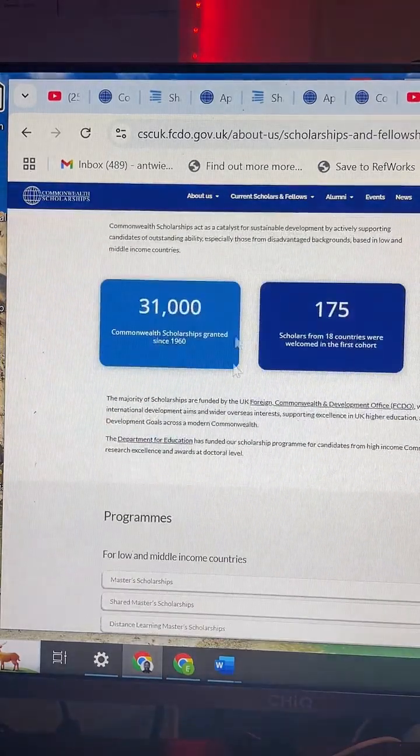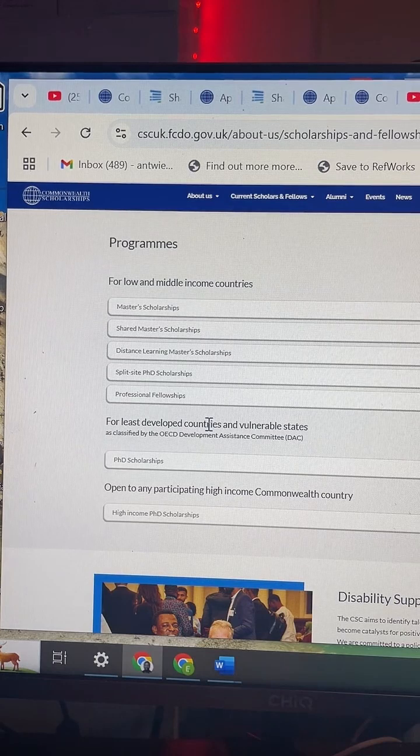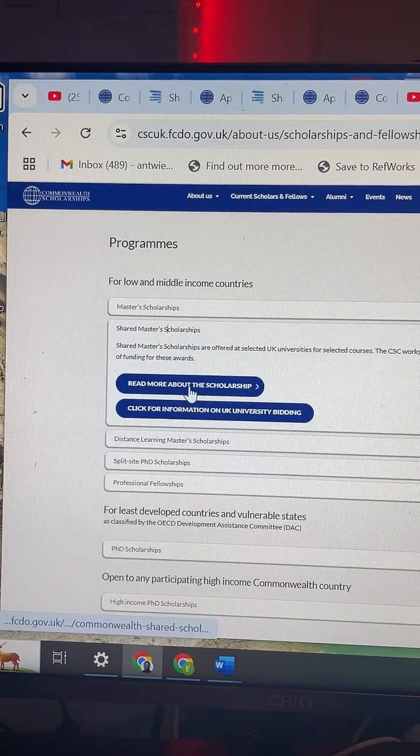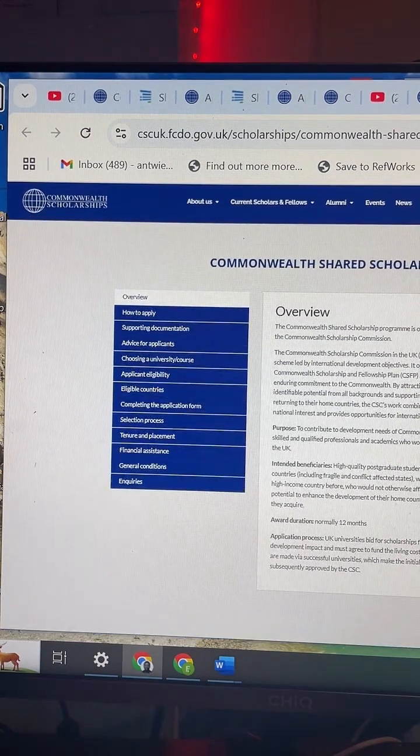So this will be the main page for Commonwealth scholarships. Every scholarship offered by the Commonwealth can be found here. So these are several scholarships that are offered by the Commonwealth: Masters, Shared Masters, Distance, Split Site PhD, Professional Fellowships, PhDs, and then High Income PhDs. So click on the Shared Scholarships and then read more. And once you click on read more, it will take you here. And this is the main application site for the Commonwealth Shared Scholarships.